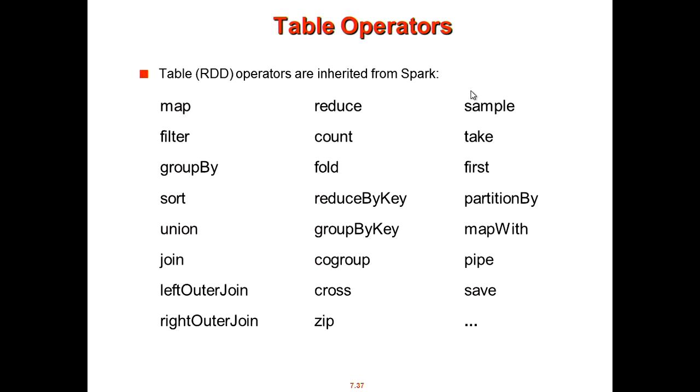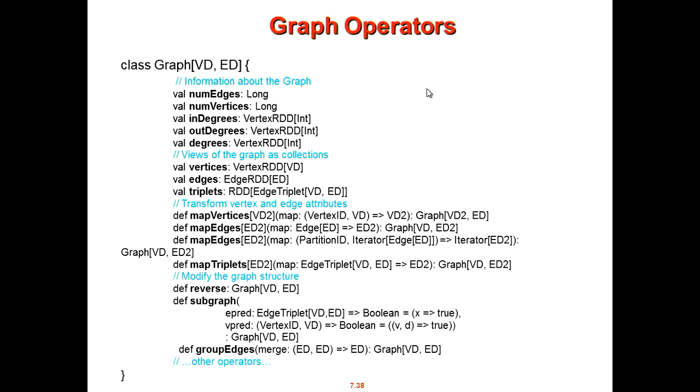For table operators, we have already seen them. They are just the RDD operators, transformation operators, and action operators. We call them table operators because the data are stored in an RDD just like a table. Actually, not a real table, but just lines of records, right? So just like a table, different types of operations can be used. For graph operators, this is a little bit different.